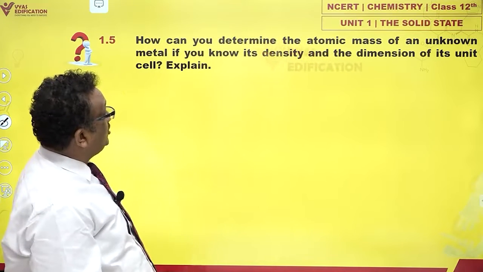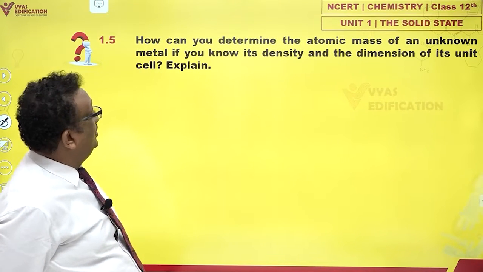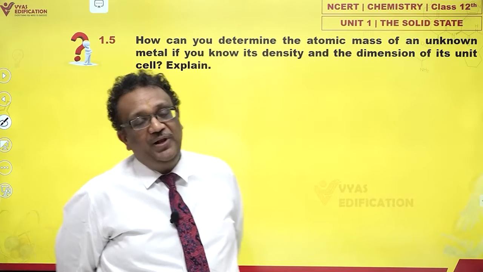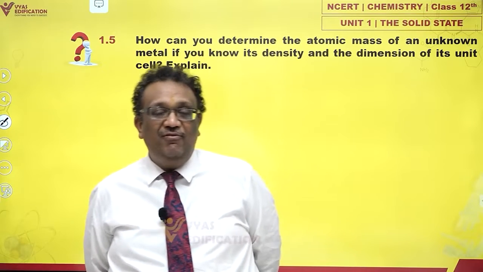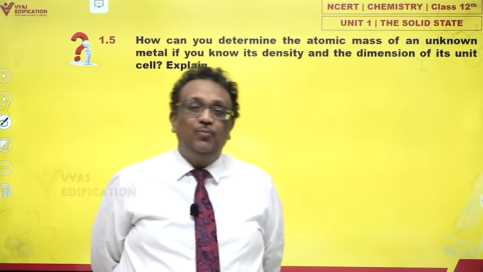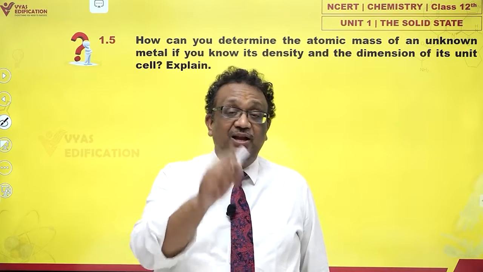How can you know the atomic mass of an unknown metal if you know its density and the dimension of its unit cell? Explain. The lovely NCERT stuff. They've eaten away one part. Truth is, you cannot determine the atomic mass from only this. You also need to have additional information.